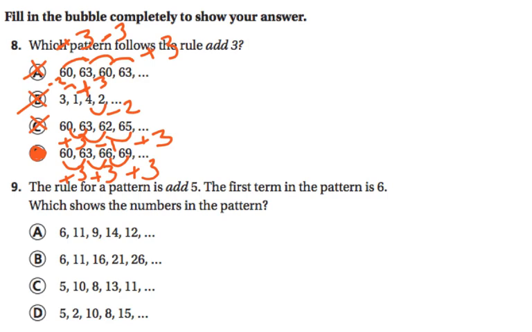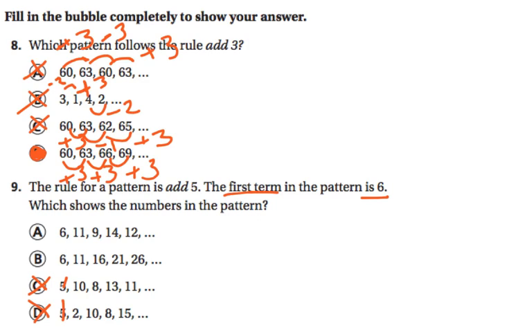Now looking at question 9, it says the rule for a pattern is add 5. The first term in the pattern is 6. Okay, so that's what the pattern is starting with, a 6. So I'm going to already rule out C and D because the first term is supposed to be 6. These start with a 5, so that's wrong. I have to start with a 6.